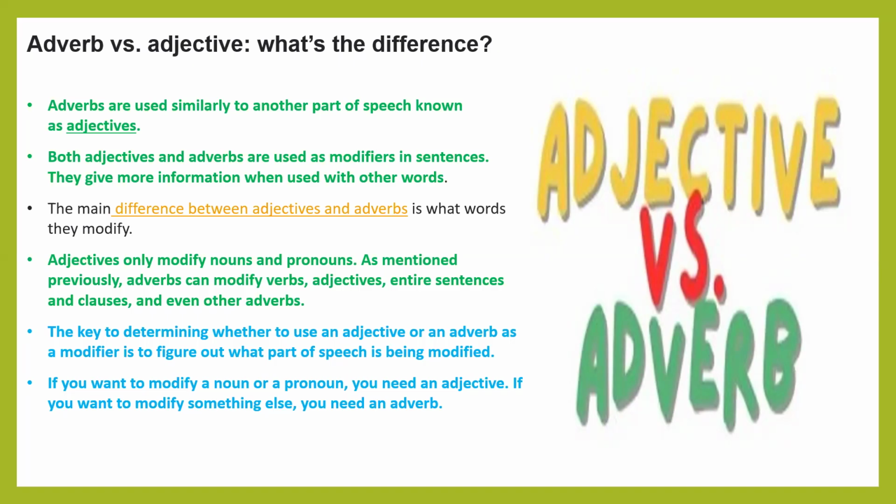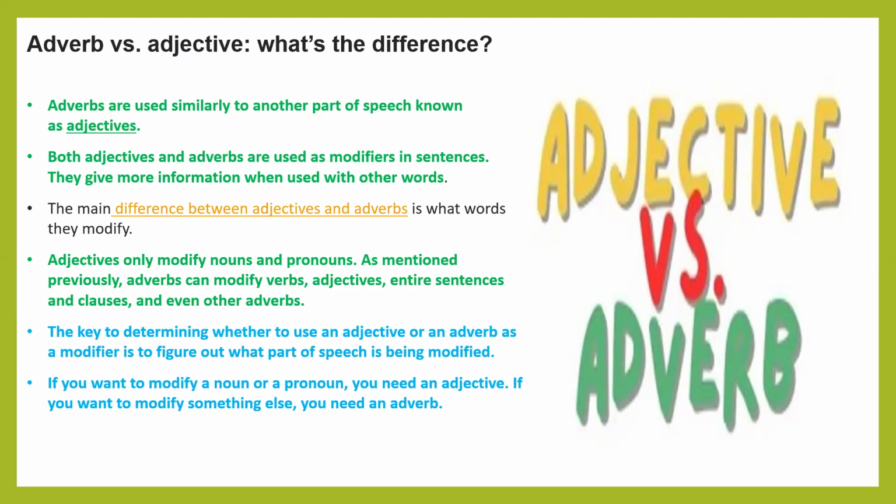So let's get started. Adverb versus adjectives. What is the difference? Adverbs are used similarly to another part of speech known as adjectives. Both adjectives and adverbs are used as modifiers in sentences. So both adjectives and adverbs we are using in our sentences as modifiers. It means they give more information when used with other words. They help us to get more information.